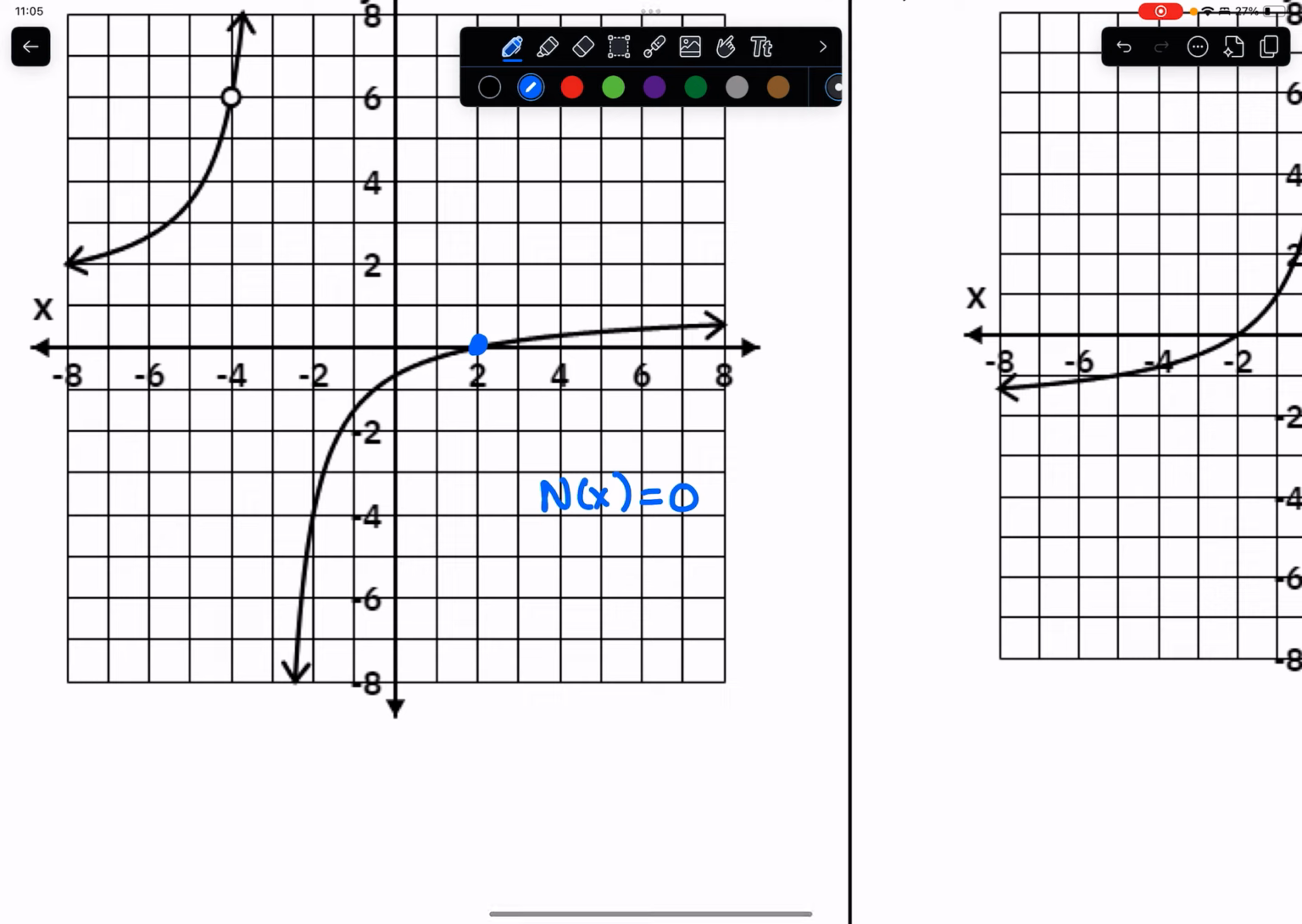So here we see that our numerator function equals 0 when the value of x equals positive 2. So if x is equal to positive 2, that means that x minus 2 would have to equal 0. So our factor would be x minus 2. So our function, I'll call it r of x, has to have a numerator of x minus 2 in order to cross the x-axis at this location there.